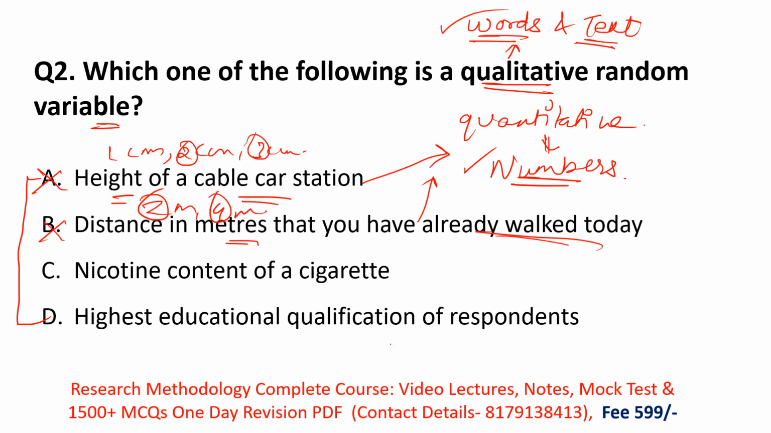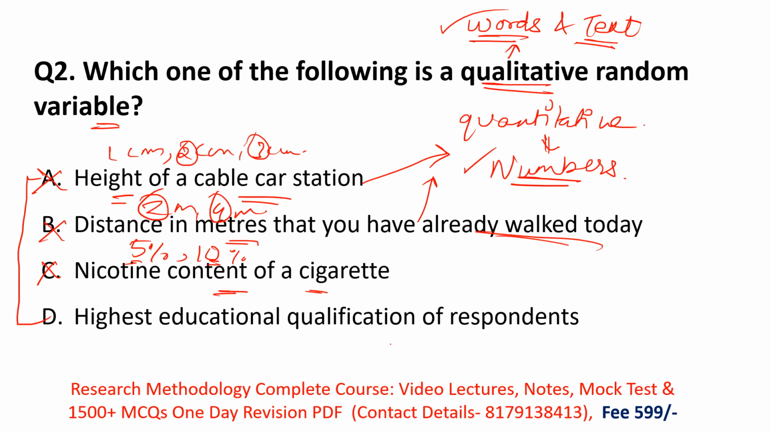Then option C, nicotine content of a cigarette. Okay, what percent of nicotine is present in a cigarette? On the box of a cigarette you might have seen that they wrote 5% nicotine is present in that cigarette, or 10% nicotine is present in that cigarette. That means again you are getting the answer in the form of numbers. So option C is also a quantitative variable, not a qualitative variable. So option C is also incorrect.